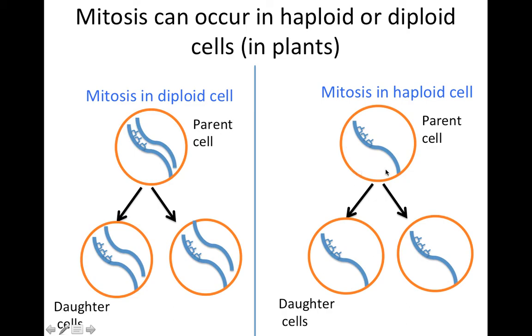So here we have a parent cell. It's haploid, so it has only one chromosome per set, or per pair rather than two. It goes through mitosis, so it makes exact genetic copies. It makes two daughter cells, and each one still ends up with one copy of the chromosome. Again, they are identical to the parent cell. They are identical to one another. So mitosis always results in cells that are genetically identical to the parent cell.